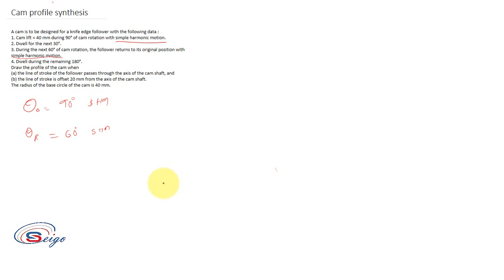First of all, we have to draw a horizontal line like this, and take this total measurement to be 360 degree. So total of this distance will be 360 degree, in which the first 90 degree, let this be 90 degree. So first 90 degree of motion, then after that a 30 degree of motion, then again a 60 degree of motion. After that the remaining is 180 degree.